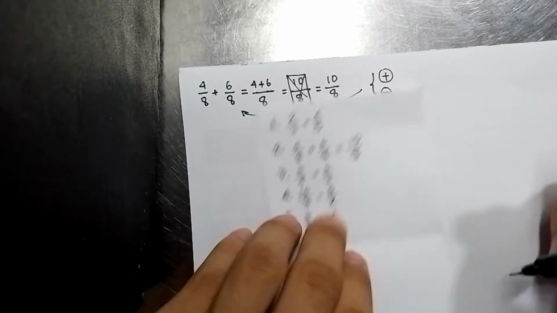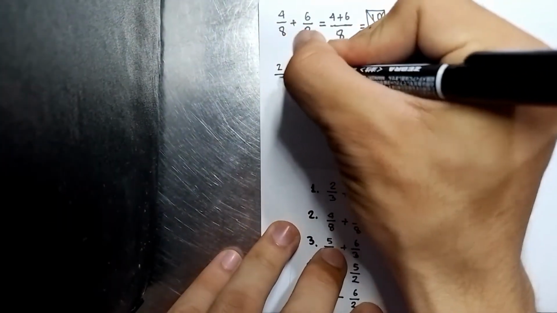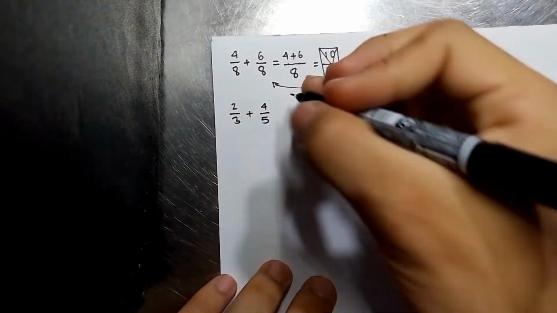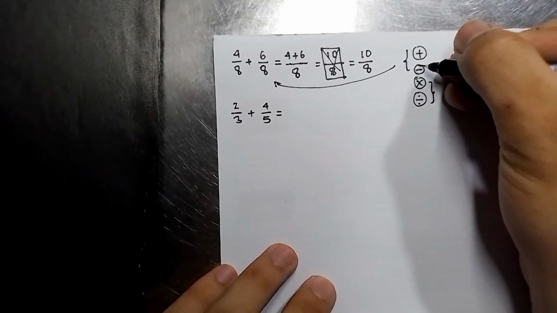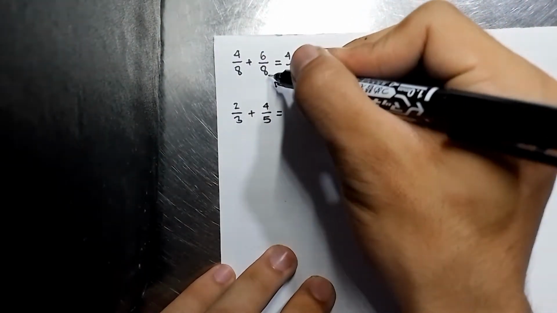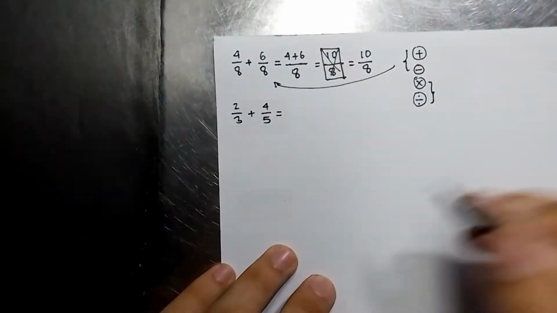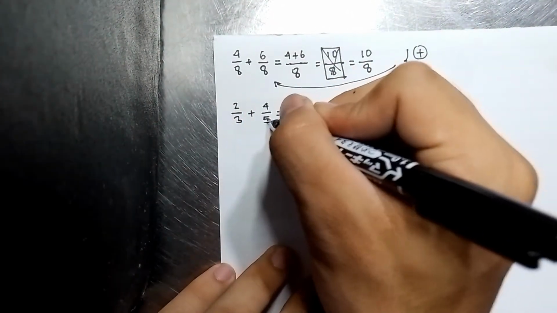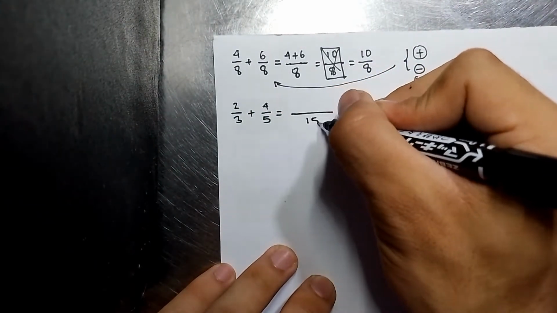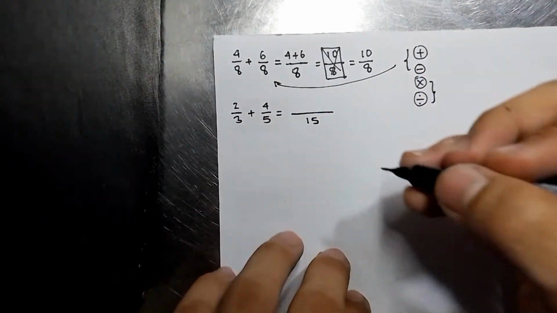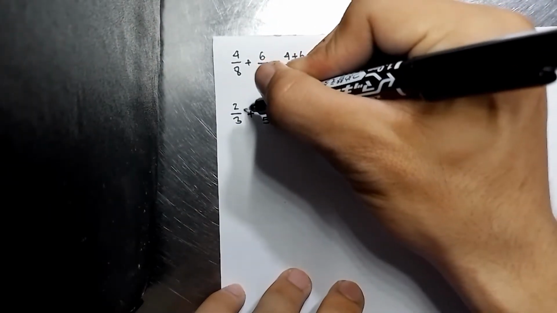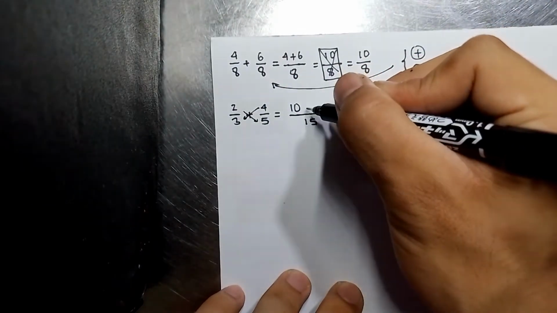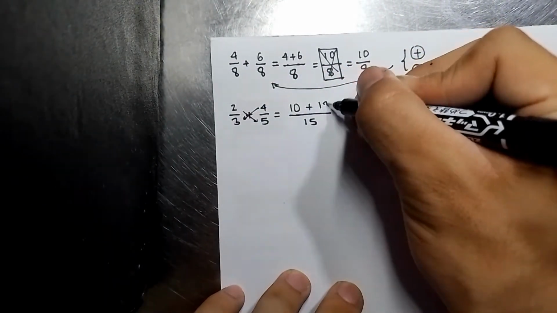Okay, now let's get back to the first one. I was supposed to put the second question on the top. 2 over 3 plus 4 over 5. You see here, in the last one the denominator had the same number, 8. But here we have 3 and 5, which are different. So how we're going to do it is, we take 3 times 5 equals 15. Then we have 2 times 5 equals 10, and then 4 times 3 is 12, plus 12.